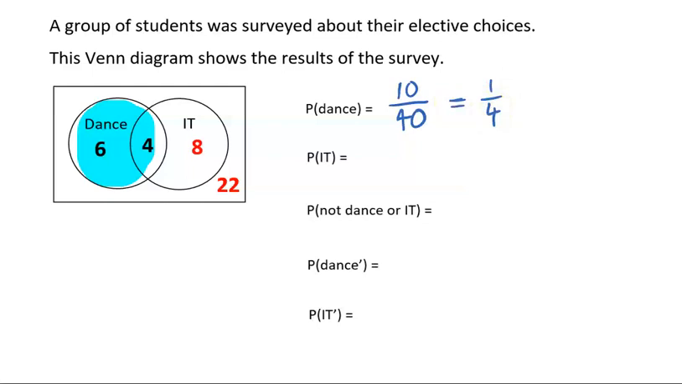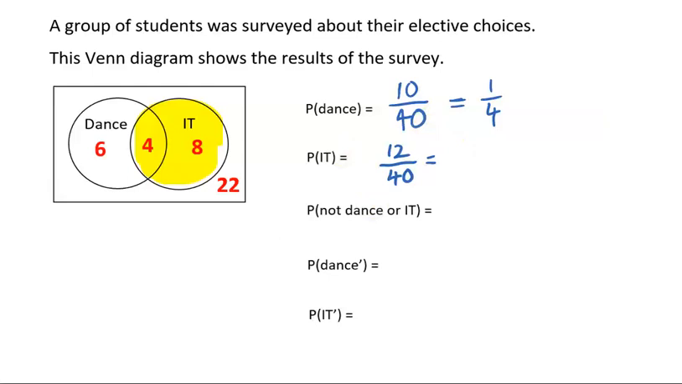Next, we want to look at the probability that a randomly selected student does IT as an elective. So we look at our favourable outcomes. The favourable outcomes are all of the students that do IT. So the 8 students that just do IT and the 4 that do IT and dance. So altogether that's 12 out of the total 40 students that were surveyed. 12 out of 40 of the students do IT.